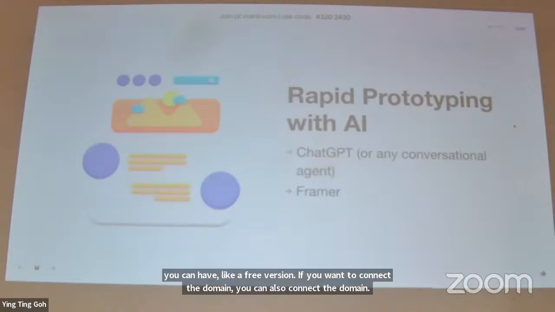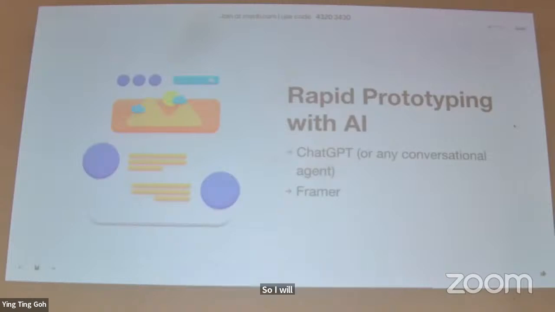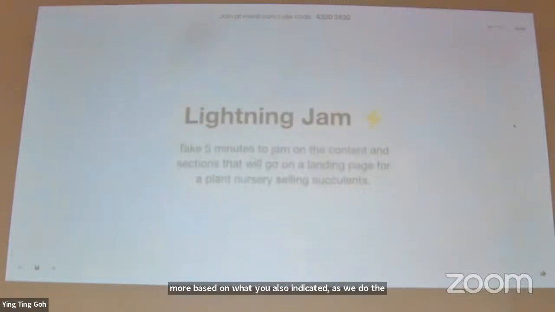So I will share some of these tools and a little bit more based on what you also indicated as we do the demo, and I'll get you to try. But before we jump into it, I want all of us to try something.